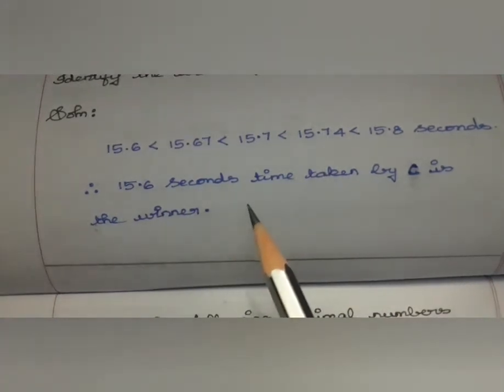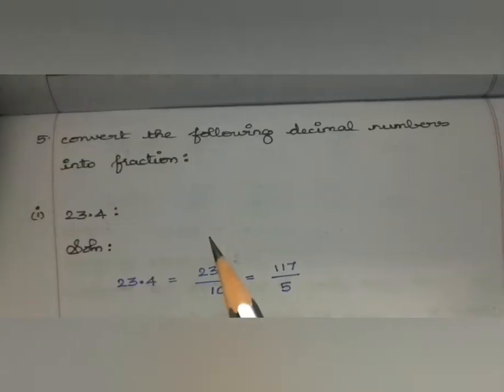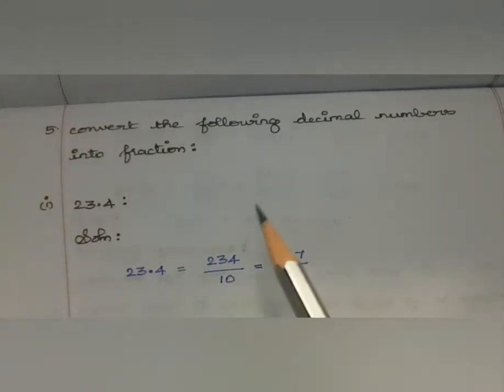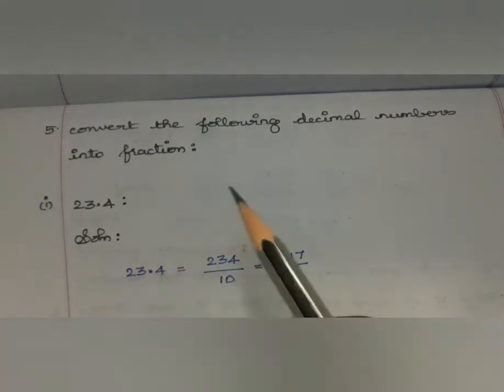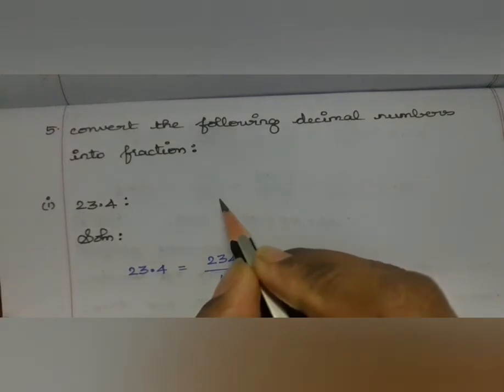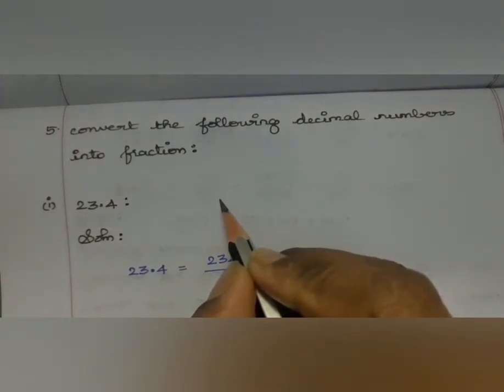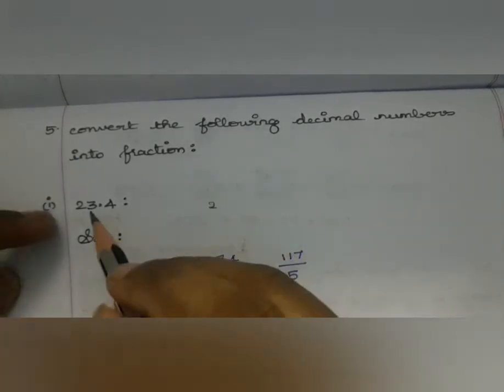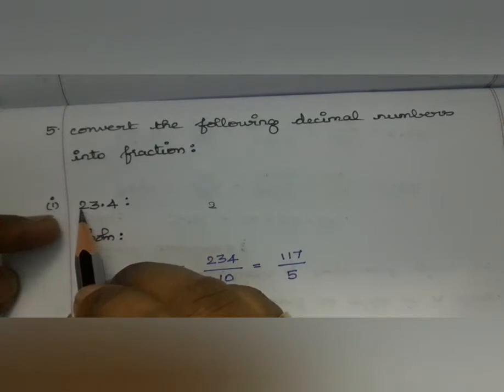Clear? Yes. Next, fifth question, convert the following decimal numbers into fractions. First question they have given 23.4. First thing I want to explain to you is that when they give the decimal number and we want to convert into fraction, we can go this way. This is in ones place, this is in tenths place.